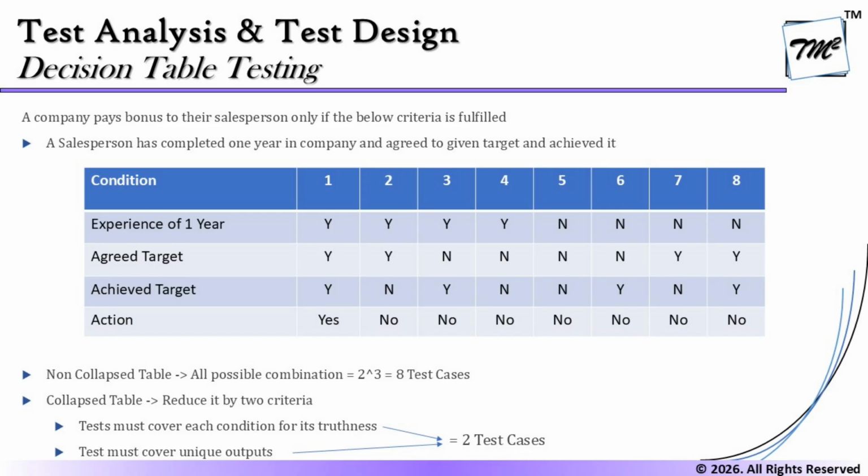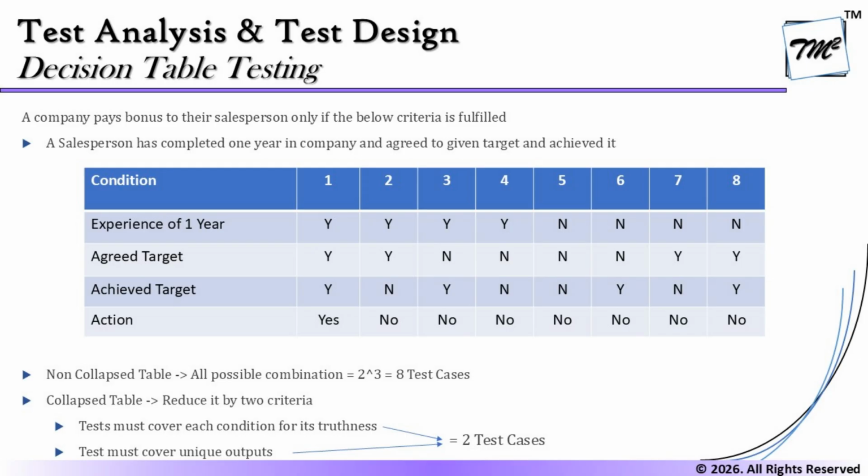So taking a quick example here, this is a pseudo example: a company pays a bonus to their salespersons only if they fulfill the criteria below. And the criteria is very simple. A salesperson has completed 1 year in the company, agreed to the given target, and achieved it as well. Where you talk about simple data being prepared because there are three conditions. That is 1 year in the company, then agreed to the target, and of course, achieved it as well.